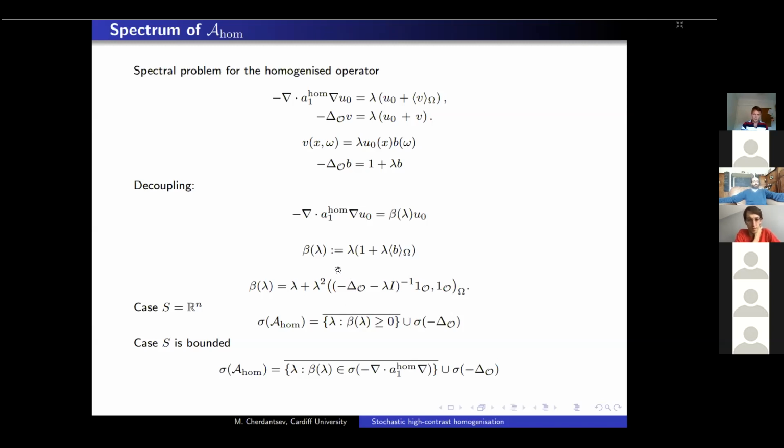Okay, sorry, I will skip this. It's not very important. So a very similar characterization of the spectrum; well, a completely analogous characterization of the spectrum as in the periodic high contrast case.